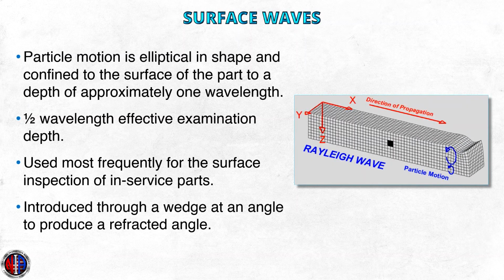Surface waves. Surface waves have a particle motion that is elliptical in shape and are confined to the surface of the part to a depth of approximately one wavelength, with an effective examination depth approximately half of one wavelength. They are most commonly used to inspect the surface of parts for in-service discontinuities. Like shear waves, they are introduced through a wedge at an angle to produce a refracted angle, which bends the sound all the way to the surface.